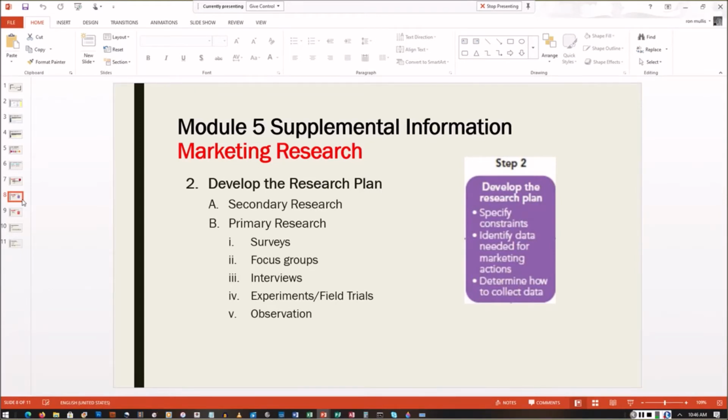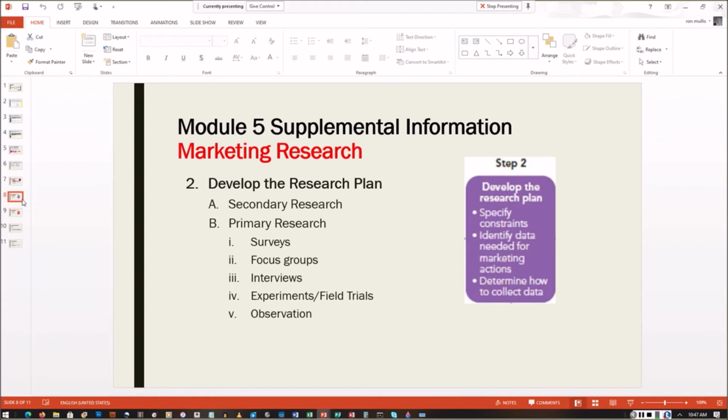So there are three components for step two. You have to specify your constraints, identify needed data, and then determine how to collect that data. When we specify constraints, we try to find different restrictions that could be placed on potential solutions that will solve the problem that a customer is having. Some constraints could include having a limited time frame, limited funds, or limited manpower to solve a problem.